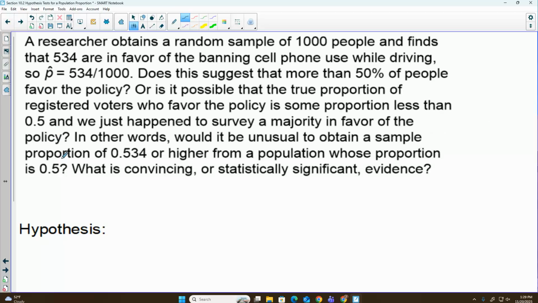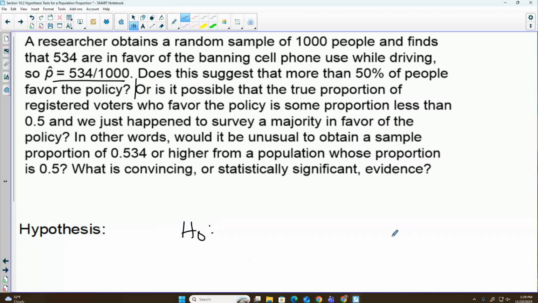All right, so if we look at this one, a researcher obtains a random sample of 1,000 people and finds that 534 are in favor of banning cell phone use while driving. So that's our p hat, 534 over 1,000. Does this suggest that more than 50% of people favor this policy? So let's just stop right there.